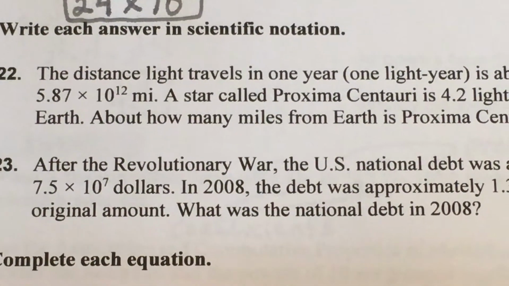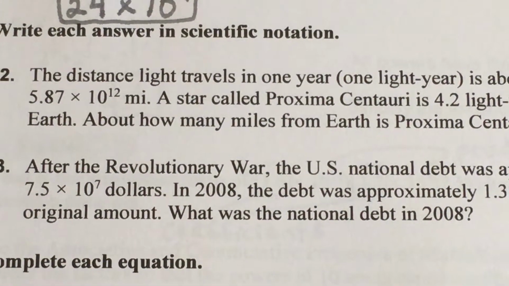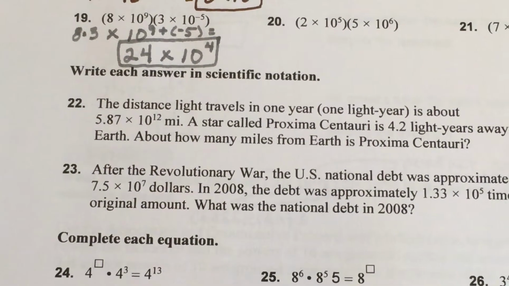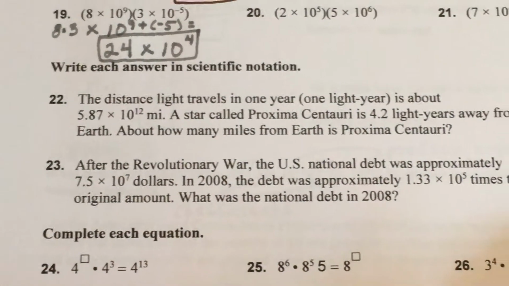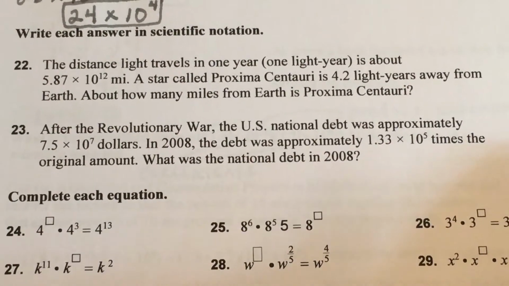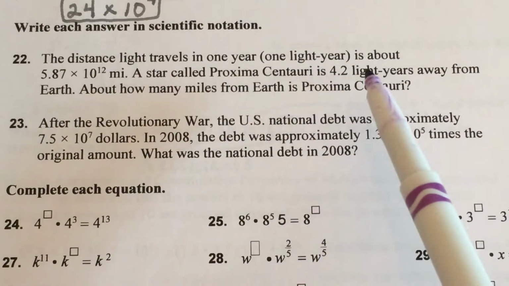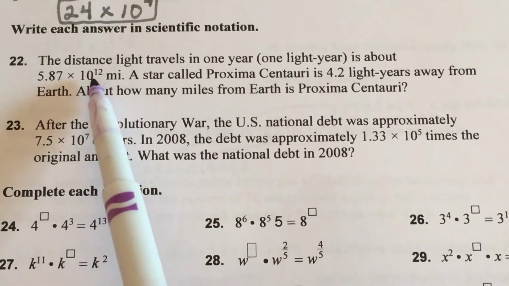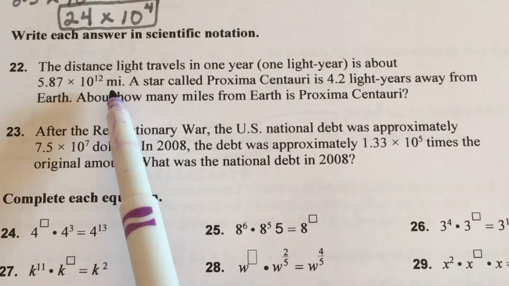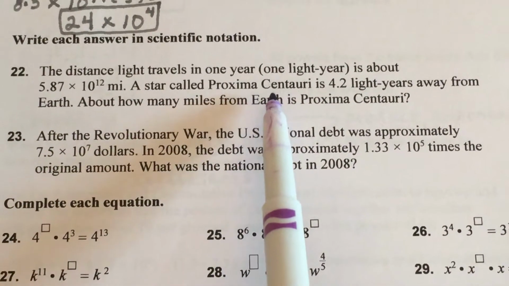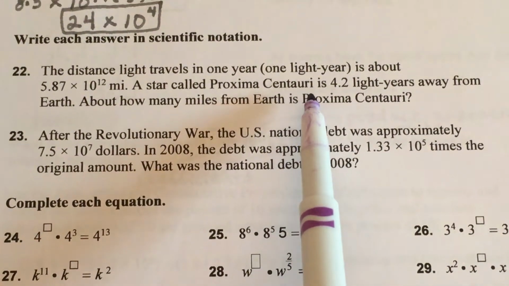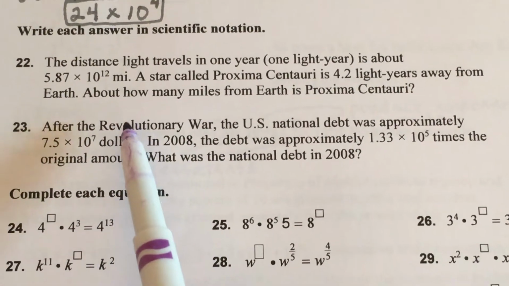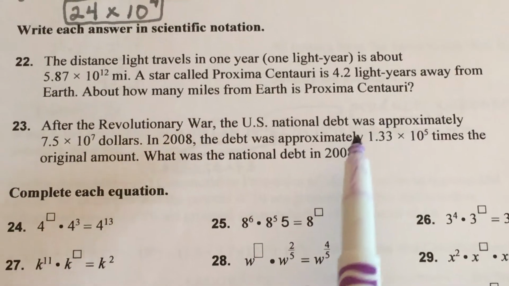All right, number 22. People get nervous whenever they see word problems, and you shouldn't have to get nervous. Let's see if we can figure this out together without too much stress or worry. So it tells us that the distance light travels in 1 year, a light year, not Buzz Lightyear, but like a legit light year, is about 5.87 times 10 to the 12th miles. That's really long. A star called Proxima Centauri is 4.8 light years away from Earth. So about how many miles from Earth is this star?